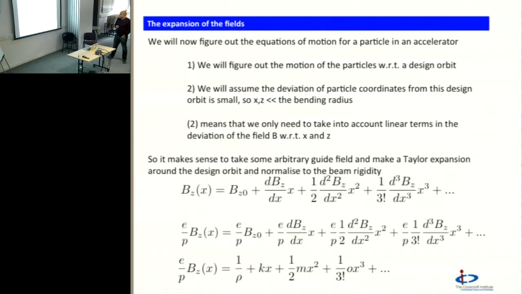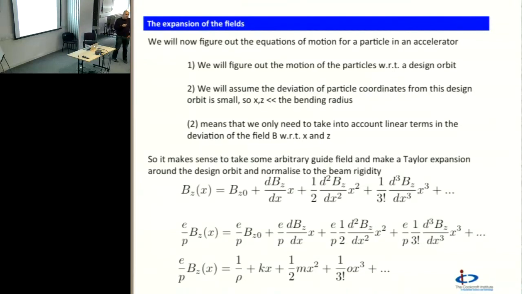What this means is we take some arbitrary magnetic field, in this case a Bz as a function of x. In a quadrupole, it's linearly increasing, which is only one of the terms. But this is the arbitrary field, and we make a Taylor expansion about the design orbit, assuming that x equals 0. So a Taylor expansion of this is just a constant term, dBz by dx times x, d squared Bz over dx squared times x squared, and so on and so forth.